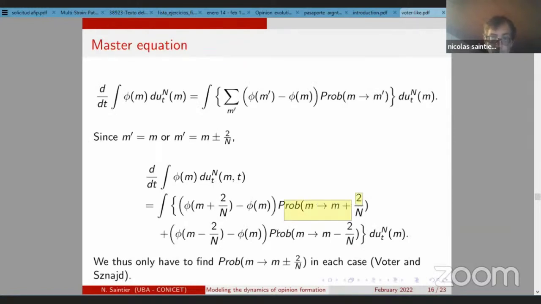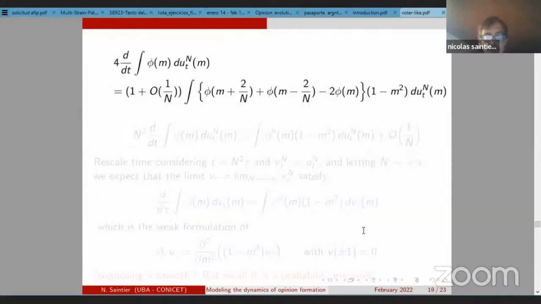We put them here, these two values, they are the same, and rewrite things nicely. What do we get? We get this expression, right? And everything which is one over n, I will just forget about, just because at the end, I will take the limit when n goes to infinity, the limit of an infinitely large population, right? Okay.